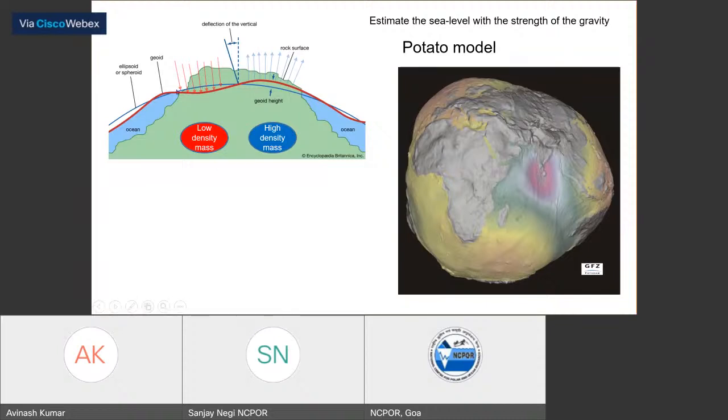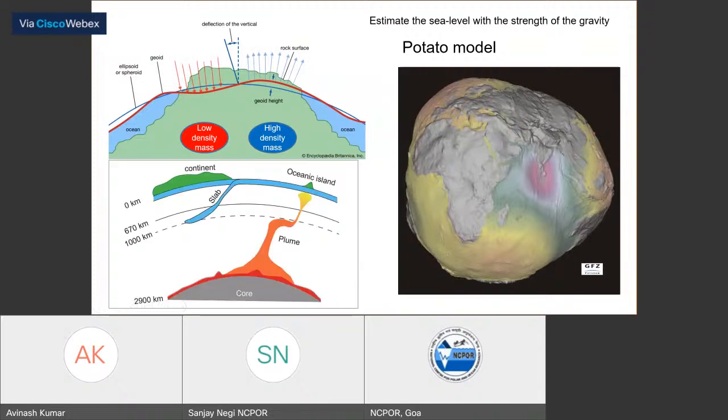So you can see over here that there is a low geoid, which occurs due to low density material, whereas the geoid undulation goes positive because of high density mass present within the subsurface. So that's the origin of the potato model. The Earth finally was considered to be a potato model because of these undulations of the geoid.